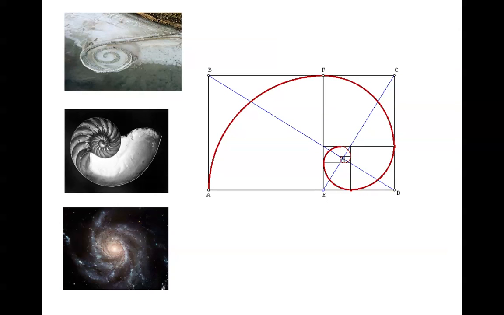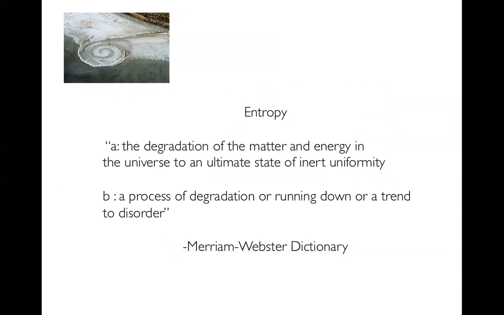Smithson was drawing on other natural forms, spirals in shells and in our understanding of galaxies and the universe. And the idea of the golden spiral that goes back to ancient Greece as a very beautiful and almost perfect ratio. He was also interested in the idea of entropy, which is a degradation of the matter and energy in the universe to an ultimate state of inert uniformity, or a process of degradation or running down, a trend toward disorder.